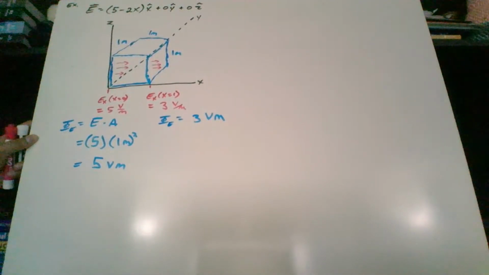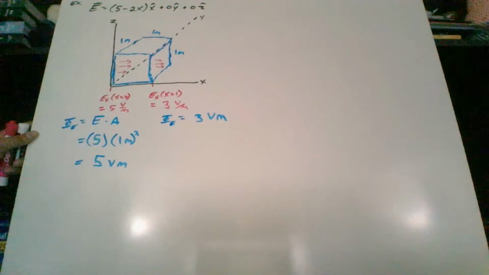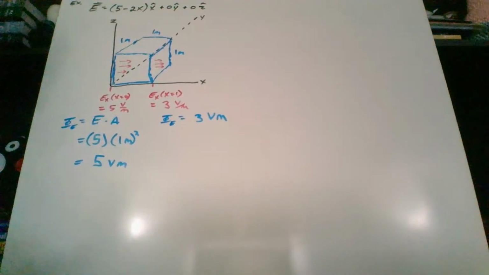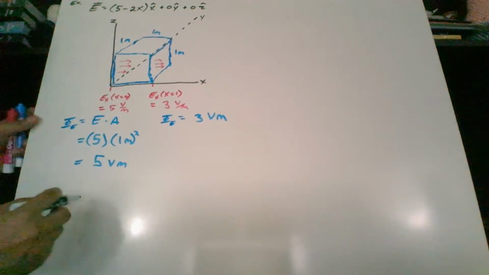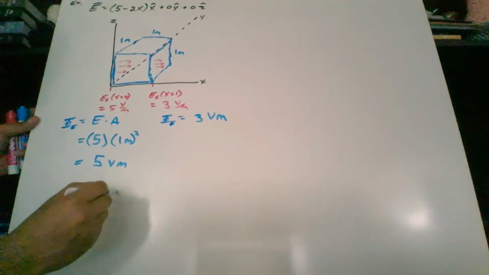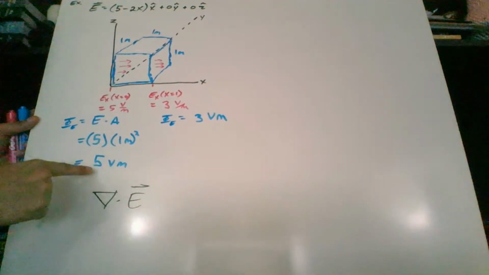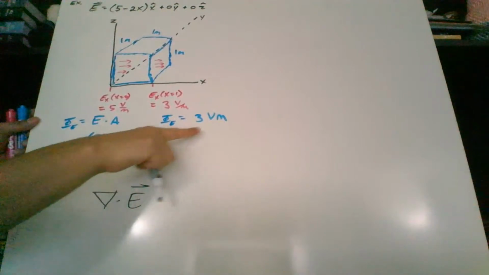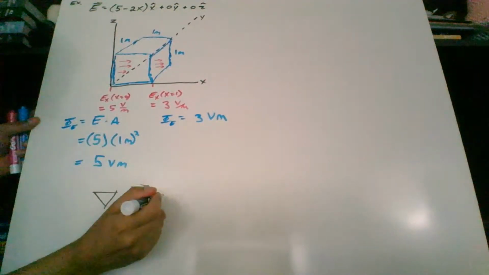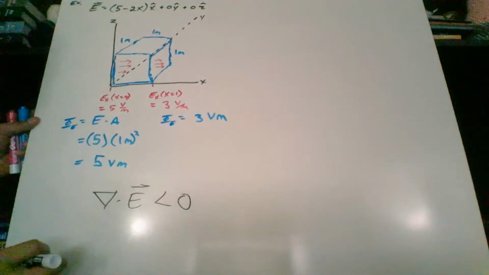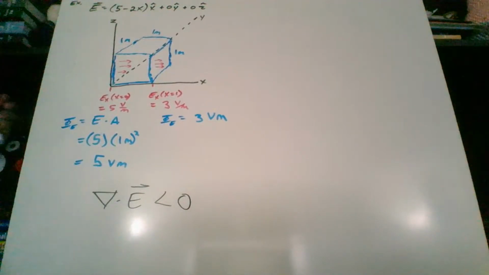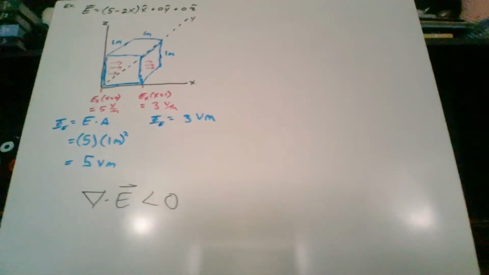Okay, so without going any further, you should have an idea of what the divergence is going to be, like positive, negative, or whatever. So the divergence of the electric field is going to be, well, if you're going from a higher flux to a lower flux, it has to be less than 0. Whatever the answer is, it has to be less than 0. So let's see if that's true. We'll do it over here.